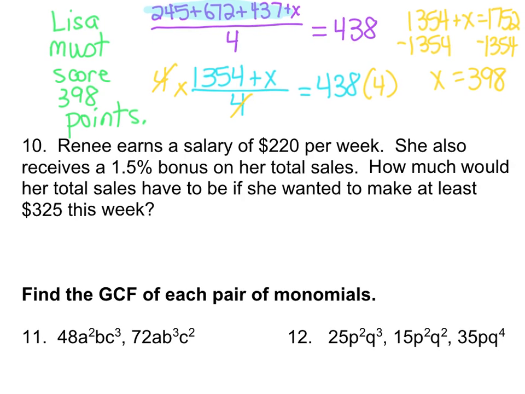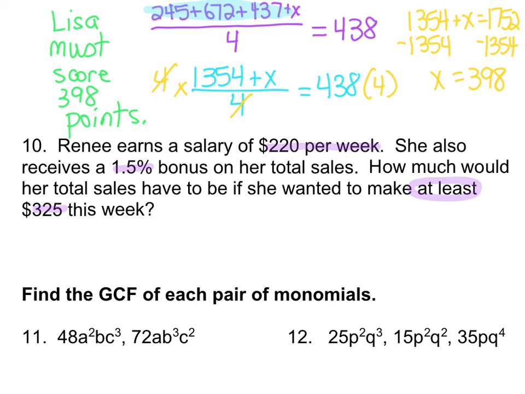So let's read this next example. Renee earns a salary of $220 per week. She also receives 1.5% bonus on her total sales. How much would her total sales have to be if she wanted to make at least $325 this week?